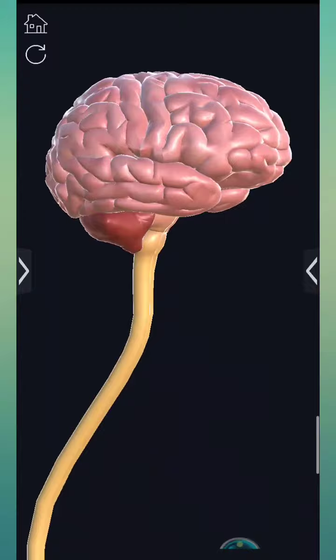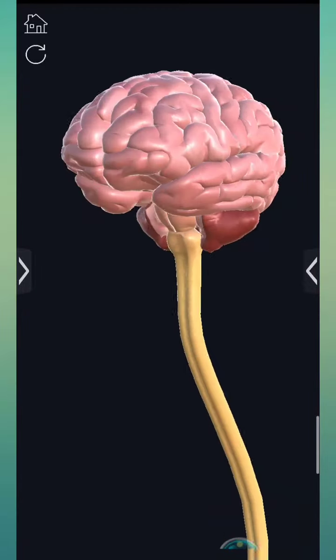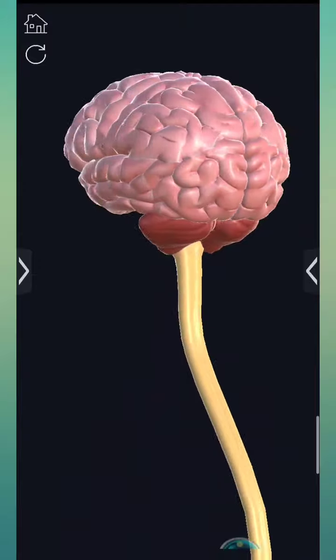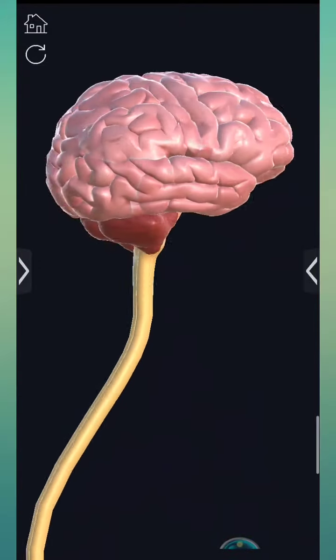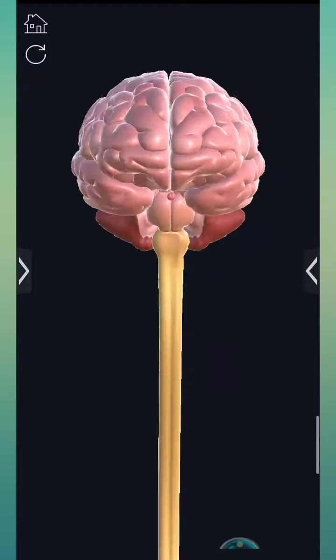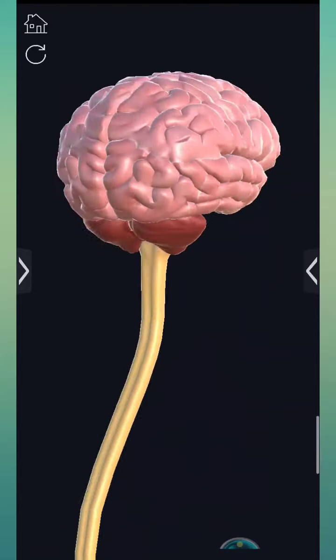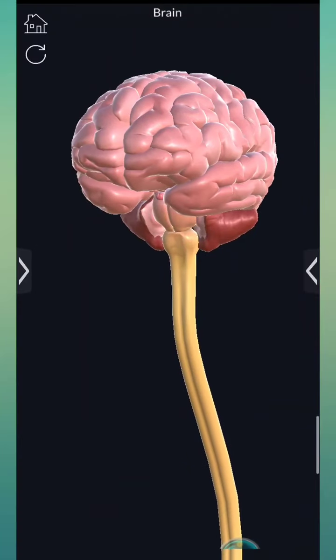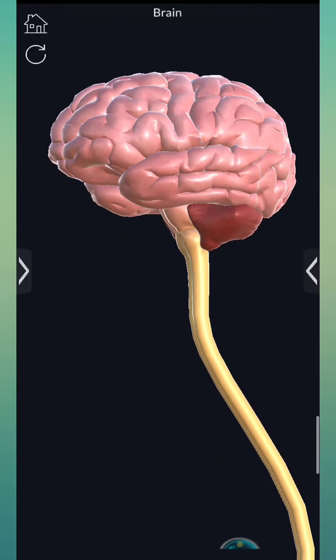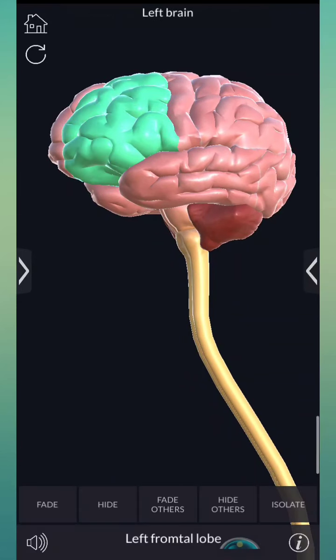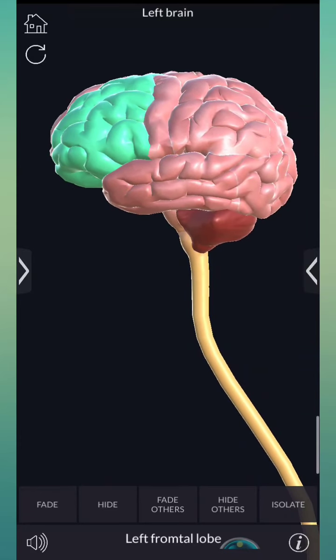Today I talk about the human brain by 3D animation. So let us start. Students, you can look on screen at the 3D model of the human brain. In this brain, the parts are: the green part is the frontal lobe, and the next part is the precentral gyrus. So first we can discuss the frontal lobe.